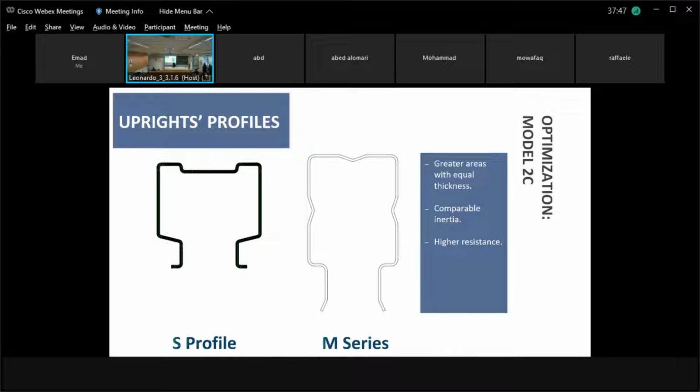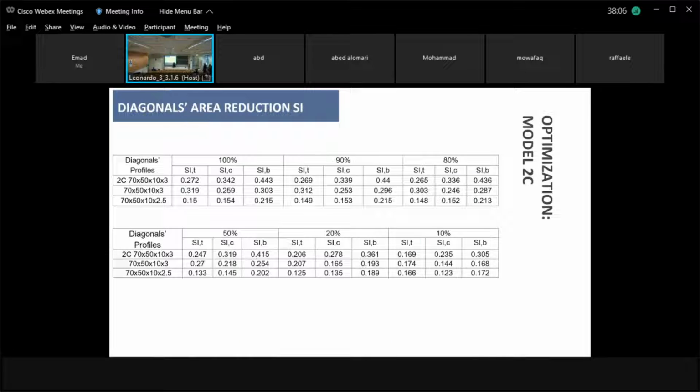Now moving to the optimization of the second model, we use different types of profile called the M-series profile. These profiles are characterized by greater area with equal thicknesses, and also they have comparable inertia, so they have higher resistance. So now to the diagonals area reduction influence.